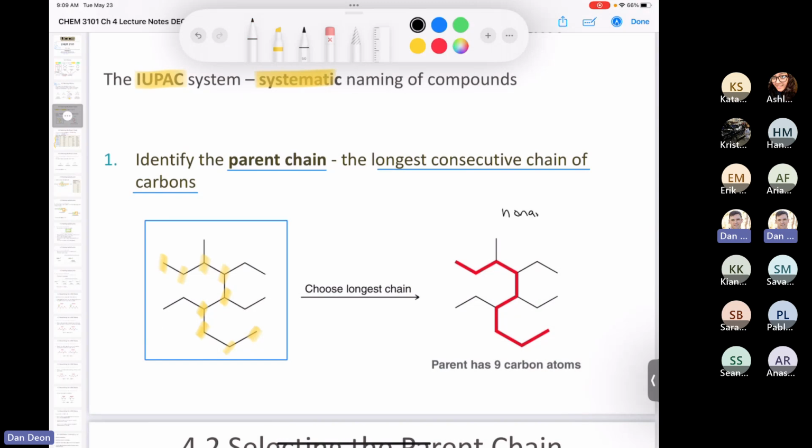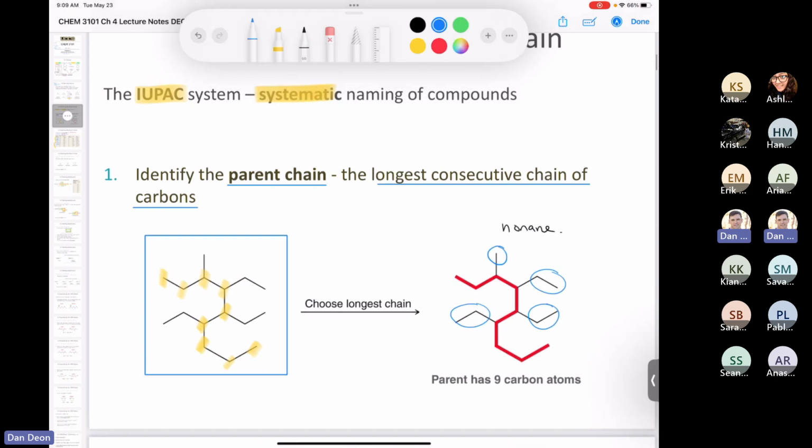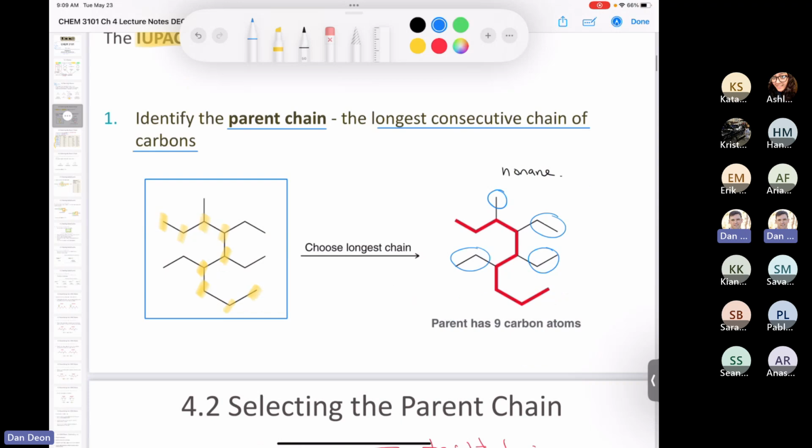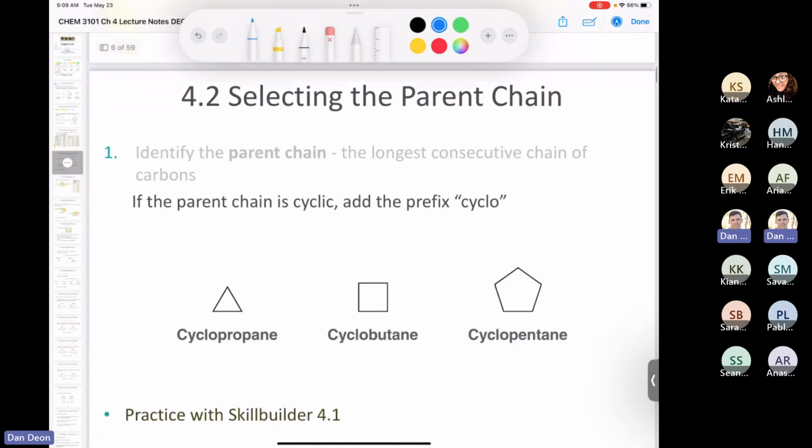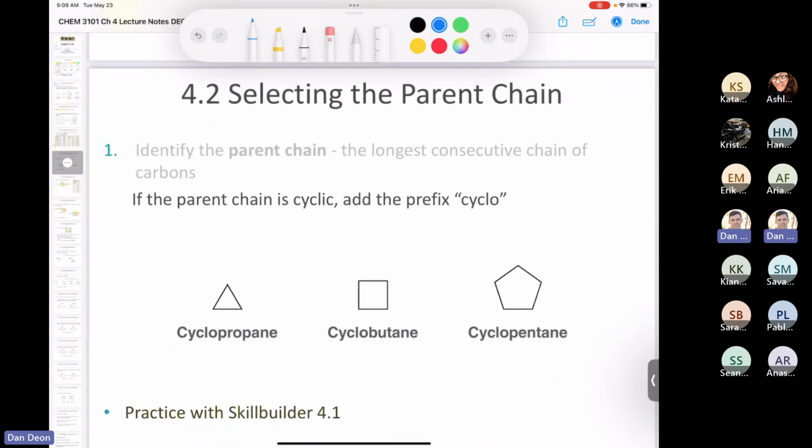So this is a nonane, and if you're sitting there going, well, what do you mean by a nonane? Well, you have something here, something here, something here, and something here that you haven't identified yet. So we would say the parent, the longest chain, is the nonane, and that parent is going to come last in the name. Now, if you're wondering, you said this chapter was about alkanes and cycloalkanes. Well, when did they show up?